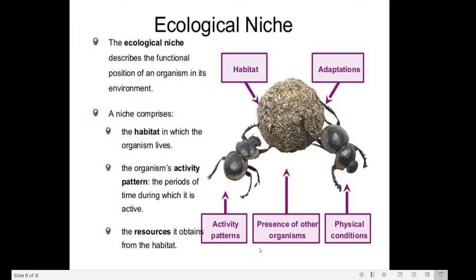component, with the presence of other organisms also there, so it's a habitat. Habitat means that in that particular place they have the food, they have their abiotic and biotic factors, and they are receiving the food. So that is the activity pattern, using their physical condition. The period of time during which the organism is active is its activity pattern. Here it is an active form, and the resource is obtained from the habitat. Here it has microbes and nutrients that this pest, an insect, obtains directly from this habitat.